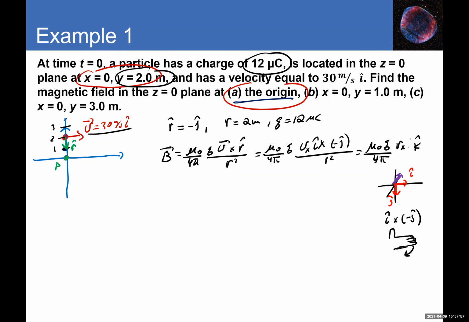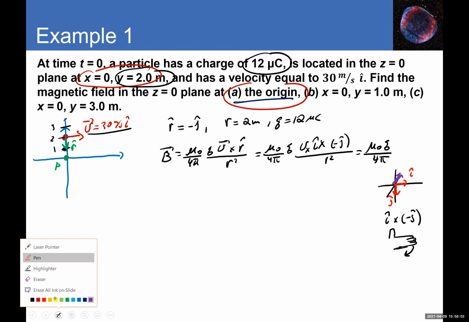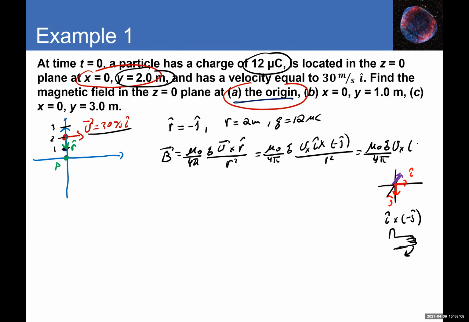That means this is going to give me the negative K direction. So mu naught Q Vx, and the direction is negative K hat. That's the direction that I get from here. All right, so then we are ready to calculate.